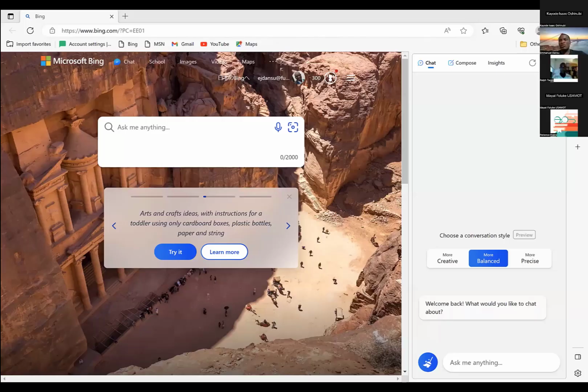Okay, so this is how the Bing interface looks like. This is Bing, that thing that looks like a B, right? So here now, you've heard about topological data analysis. So what would you like to chat about? What's happening? Why is it not answering? What's wrong?